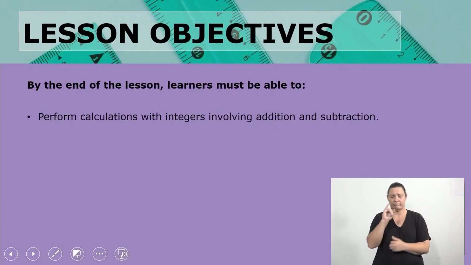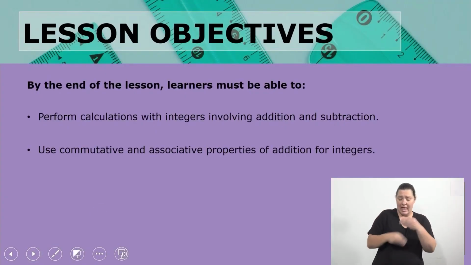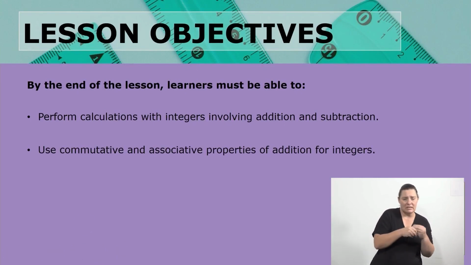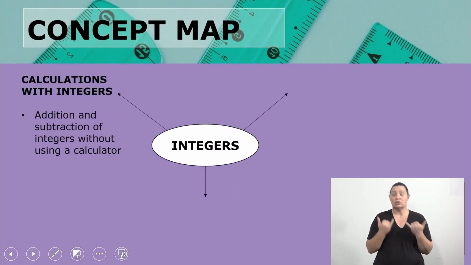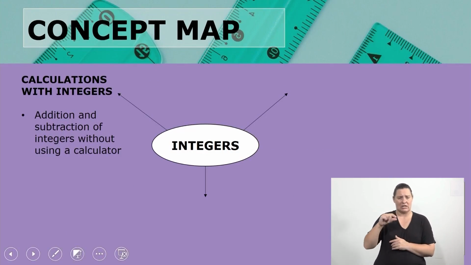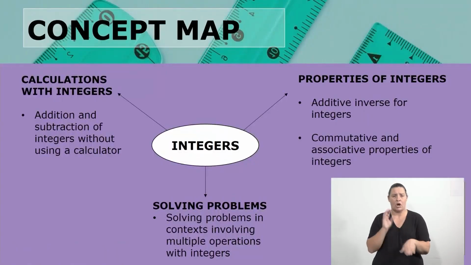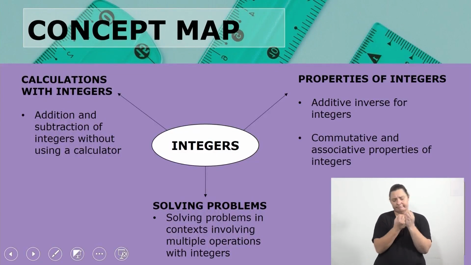Our lesson objectives for this lesson are that by the end of this lesson, you must be able to perform calculations with integers involving addition and subtraction, use commutative and associative properties of addition for integers, and solve problems in contexts using multiple operations with integers. So today's lesson is going to focus on calculations with integers, that's addition and subtraction of integers without using a calculator. Then properties of integers, that is the additive inverse for integers, also commutative and associative properties for integers. And lastly, solving problems. We are going to be solving problems in contexts involving multiple operations with integers.